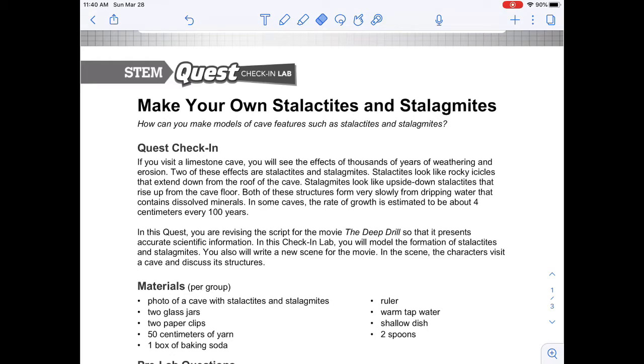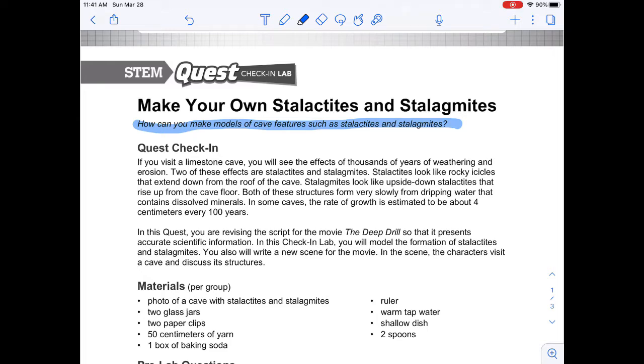So in this Quest check-in lab, we're going to be reviewing the concepts we've been learning about in the reading, and we're going to be doing an experiment to better understand how minerals form. So the question we're going to be investigating is how can you make models of a cave feature such as stalactites and stalagmites?